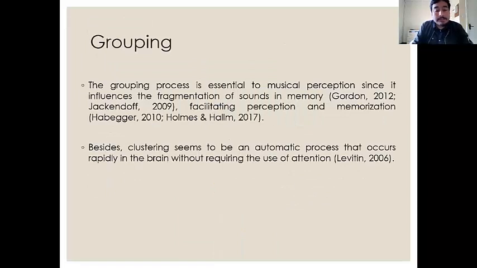A fourth element that facilitates rhythmic processing is grouping and rhythmic patterns. The grouping process is essential to musical perception, since it influences the fragmentation of sounds in memory, facilitating perception and memorization. Besides, clustering seems to be an automatic process that occurs rapidly in the brain without requiring the use of attention.